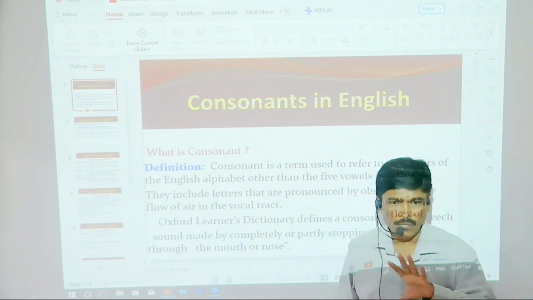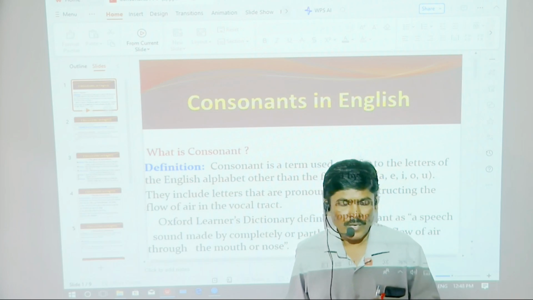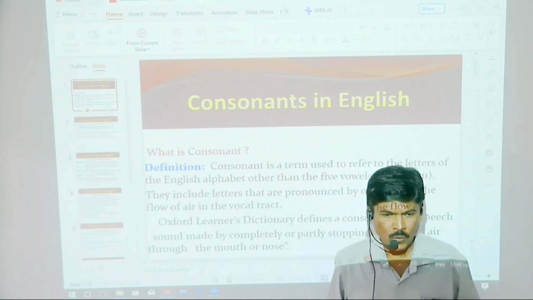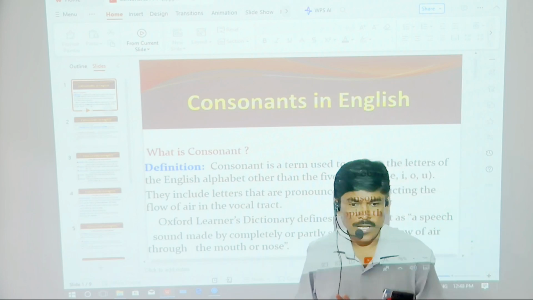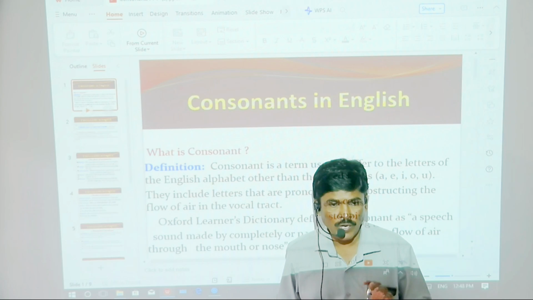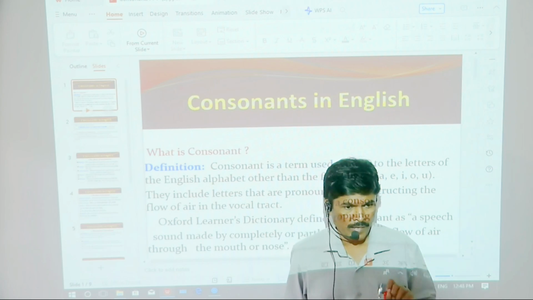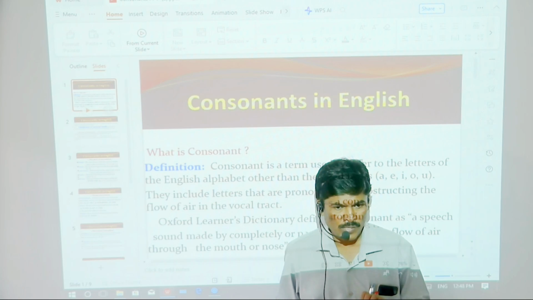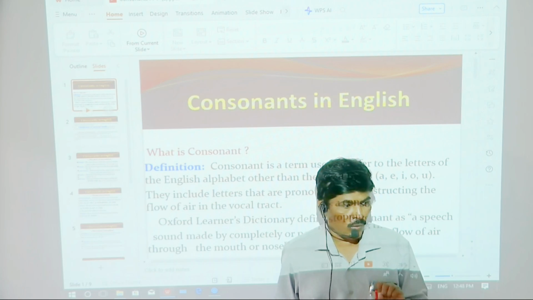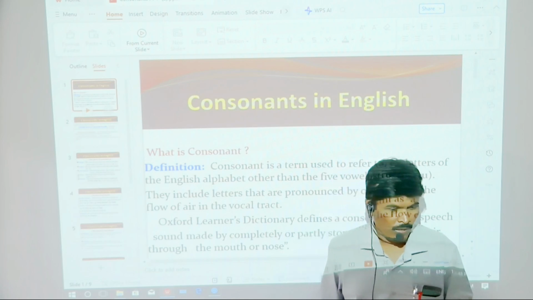We know there are a total of 44 sounds in English, in which 24 are consonants and 20 are vowels. We have seen 20 vowels, in which 8 are diphthongs and 12 are pure vowels. And now, 24 consonants in English. What are they? Let's see.